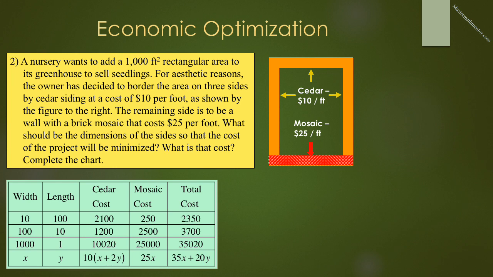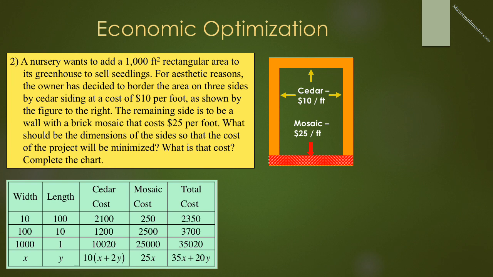So if the width is 10 and the length is 100, because the area has to be 1,000, that would make the cedar cost $2,100, while the mosaic cost would be $250, making the total cost equal to $2,350. If the width were 100 and the length were 10, then the cedar cost would be $1,200, while the mosaic cost would be $2,500, and the cost zooms up to $3,700.